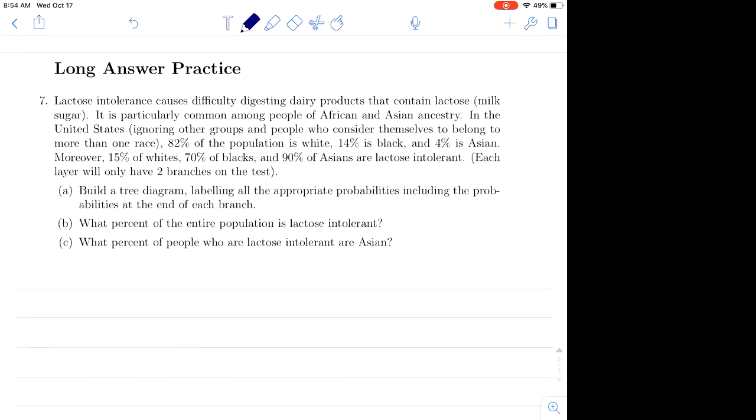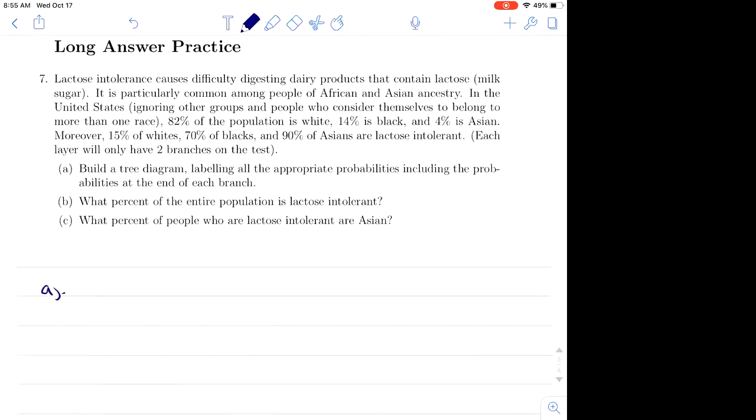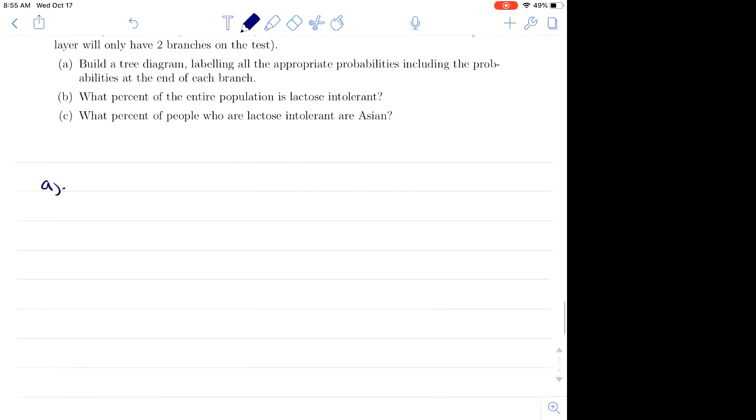Okay, so let's do our tree diagram. So this is a long answer, right? So you have to show your work and everything. Build a tree diagram labeling all the appropriate probabilities, including the probabilities at the end of each branch. So I'll show you what I mean, right? But that's going to be when you multiply through to get all those probabilities. Okay. All right. So first thing we have, right, our first layer is our quote unquote race layer.